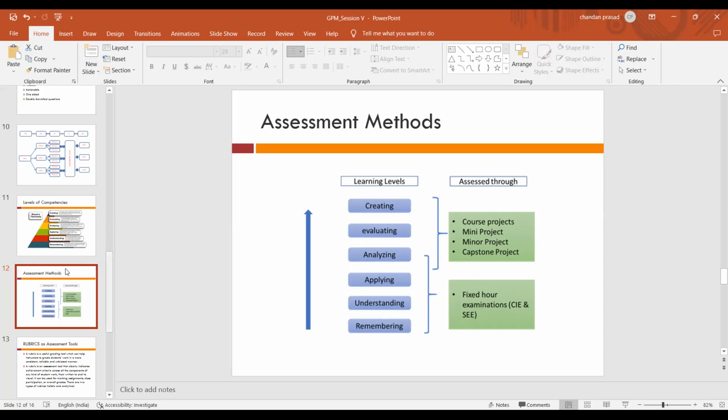Now I request all the participants to have your syllabus with you. One second, I'll be sharing a Word document. It is a sample question paper showing how it is designed.